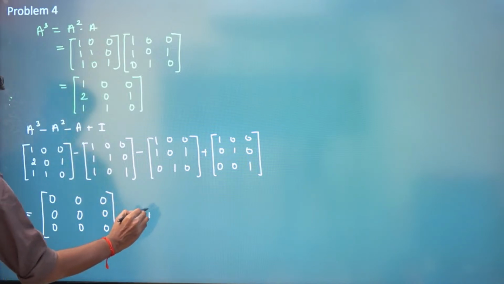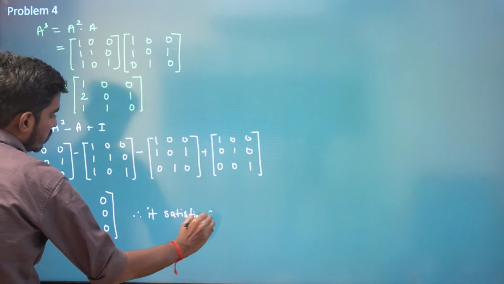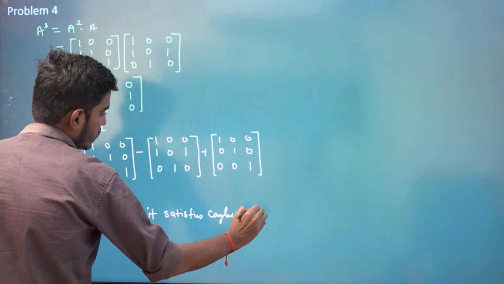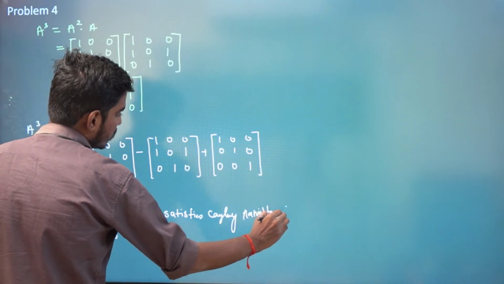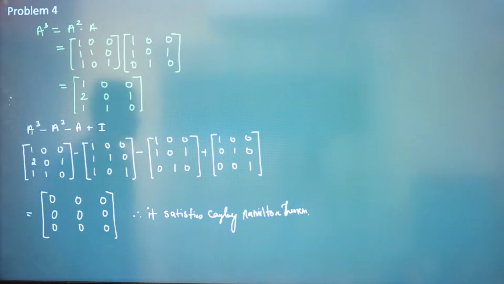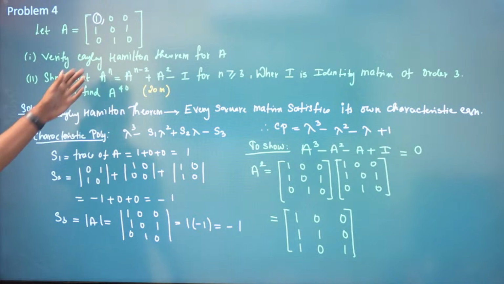So therefore it satisfies the Cayley-Hamilton theorem. See how easy it is, right? So the first part is over. You got 10 marks. Now show that A power n is equal to A power n minus 2 plus A square minus I.